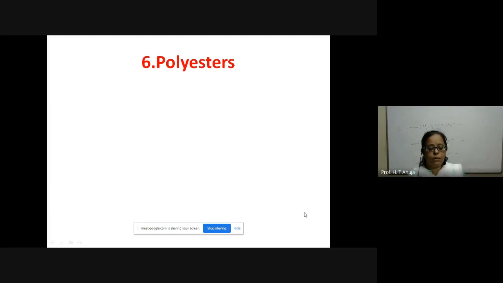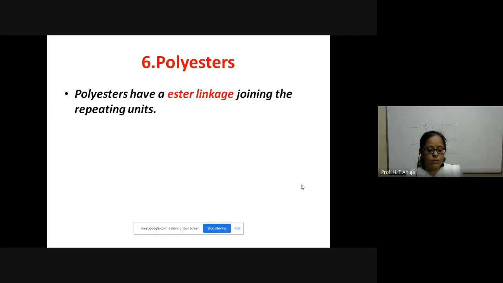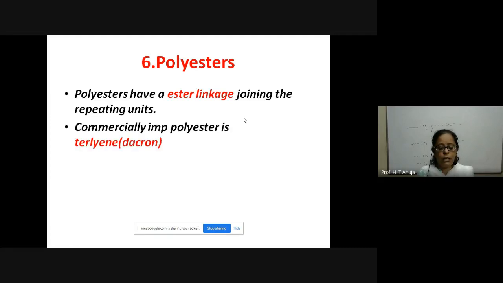Now let's talk about the next type of polymer, that is polyesters. Under this category, polyesters have an ester linkage. Earlier we have seen they have an amide linkage. Here they have an ester linkage. Polyesters have an ester linkage joining the repeating units. A commercially important polyester is called terylene. You all know this, and it is also called Dacron.